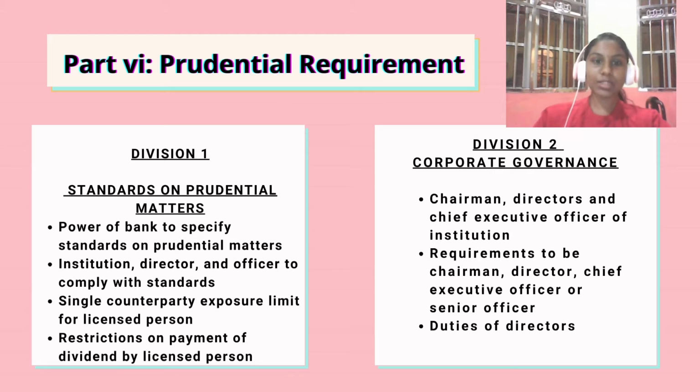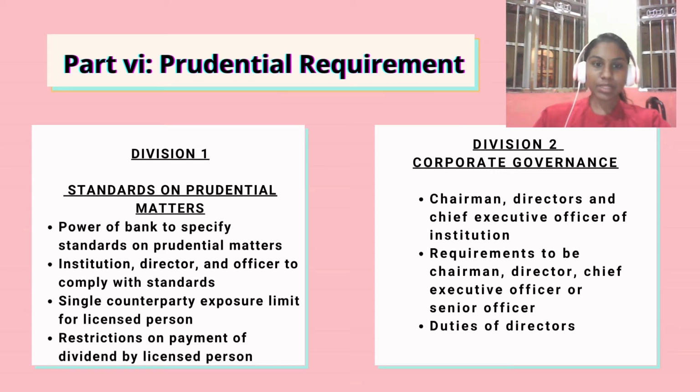Next, the division on corporate governance. The chairman, director, and CEO, who is known as the chief executive officer of an institution. Every institution will have a CEO. The bank will proceed with written approval. No licensed person will appoint or reappoint a person as chairman, director, or CEO, and no one will accept a licensed person's appointment, election, or reappointment as chairman, director, or CEO officer.